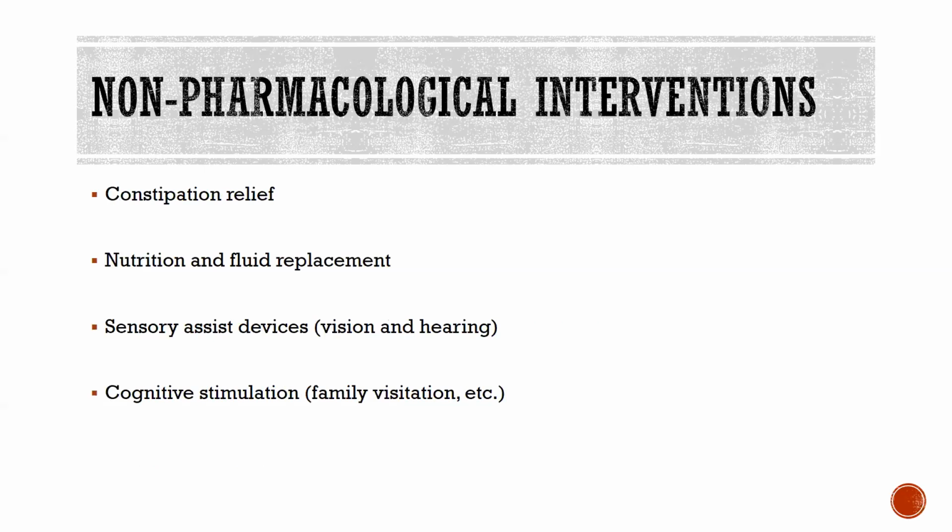Other things that have been found to help with the management of delirium include constipation relief, nutrition and fluid replacement, and sensory assist devices. This is specifically for your elderly patients that may have some underlying visual disturbances or require hearing aids. Being able to get those to them when appropriate helps them process sensory input better. And then cognitive stimulation, which could be a wide variety of things. Probably the most common cognitive stimulation a lot of these studies looked at was just having a family member visit the patient and be present to participate.